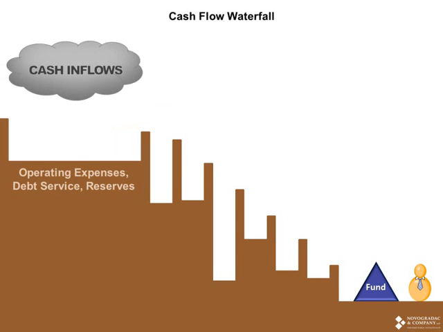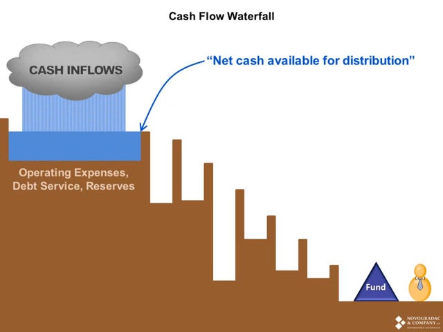The cash inflows, to the extent that they are sufficient to cover your operating expenses, debt service, and reserves. At that point is when you have what's commonly defined in the partnership agreement as net cash available for distribution. Once you exceed that part, then you can drop into the first trough. So that's the first concept here.